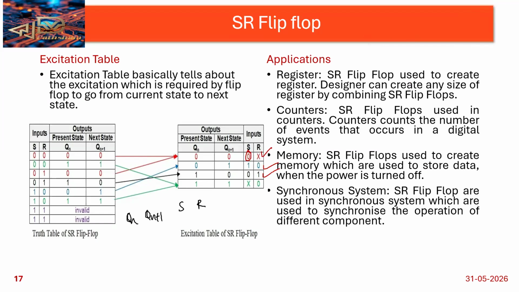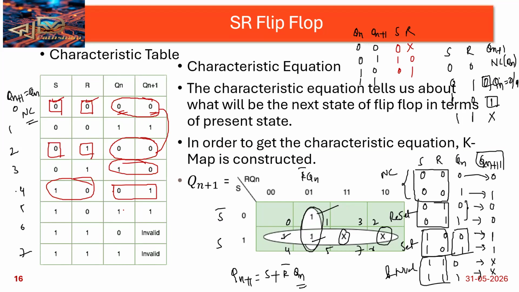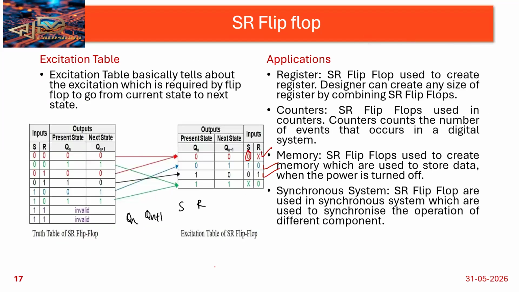And again the 1 1 case. This is the 1 1 case I am having, and this is also a 1 1 case. At this time, S is 0, R is 0. The S value is changing here, the R value is maintained at 0. That means S is don't care and R is 0.